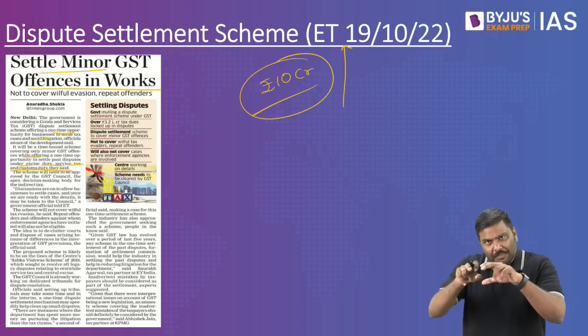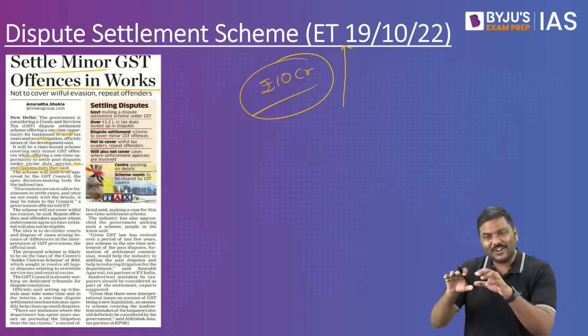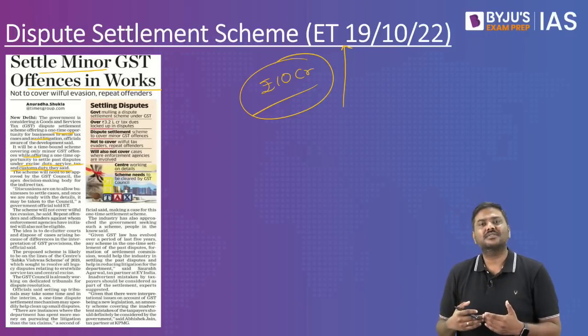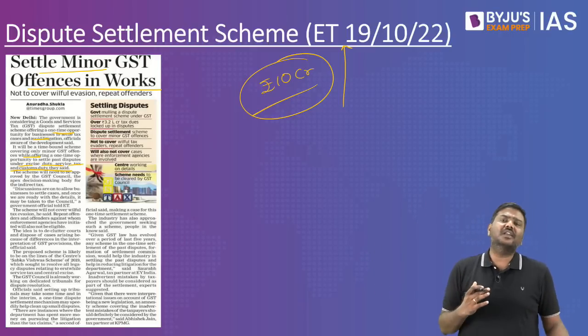So if you want to reduce the burden on the judiciary, want to square off your losses or reduce your expenses, and make it easier to conduct business, right? Basically, do away with all of these particular disputes.